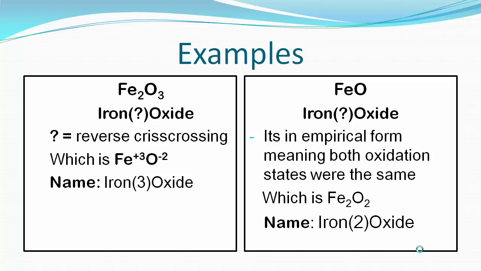So let's say FeO. What if there are no numbers? That means it's in empirical form. When it's in empirical form, you're looking for both of the elements to have an identical number, so they cross out. When you look at O, it has -2, and you look at Fe, it has a 3 and a 2. But for both of them to be the same, it uses the 2 because that matches the oxygen. So it's Fe2O2, what it really is, but you don't see it. Even if you would reverse crisscross, you'd still get back to the 2's. So the name is iron 2 oxide.